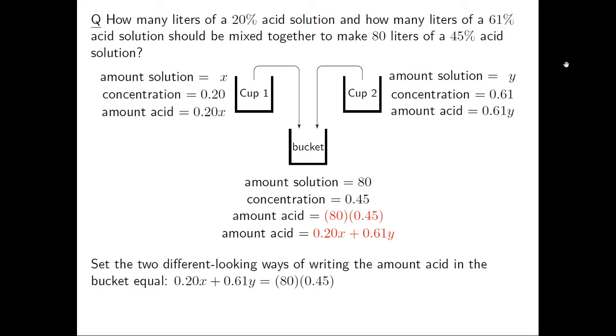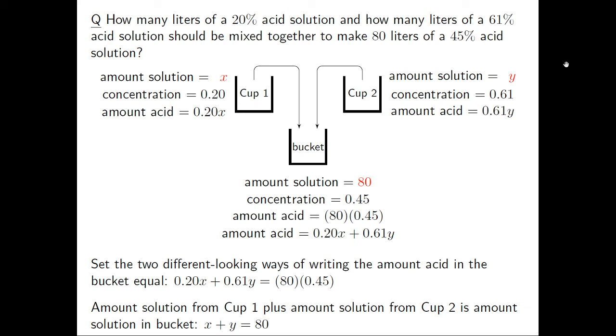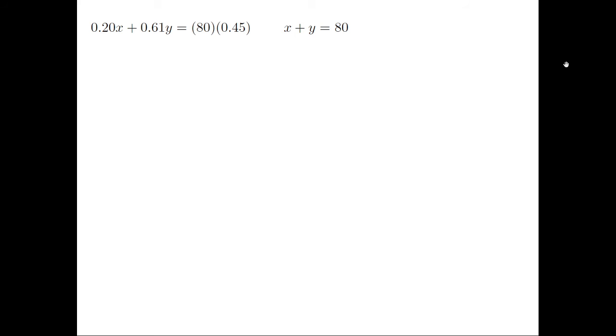There's one other aspect that we have done in another question already and in the exploration that we haven't really brought in yet, and that's that the amount of solution from cup 1 plus the amount of solution from cup 2 should equal the amount of solution in the bucket. So we get another equation here. We get x plus y equals 80. In the end, we have these two equations.